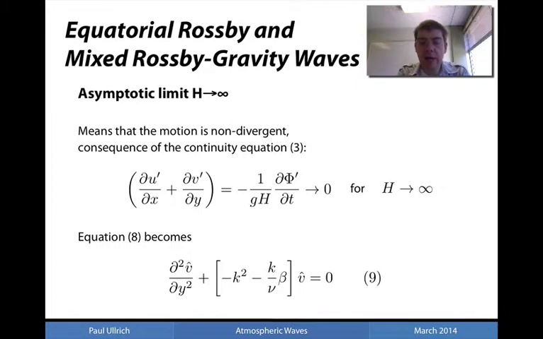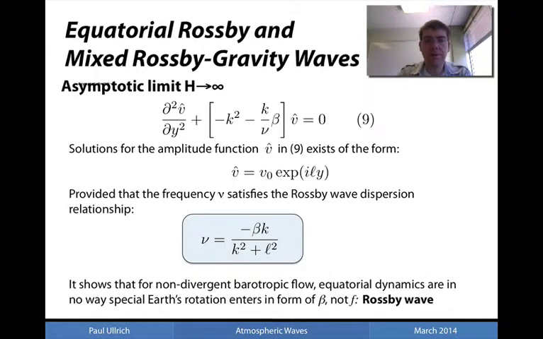Then equation number 8 reduces to the form shown here, given as equation number 9. Note that equation number 9 does have constant coefficients associated with it, and hence will have wave-like behavior. So in the asymptotic limit as H goes to infinity, we obtain this equation. We can then assume an amplitude function for v hat which is wave-like in nature. That is, v hat equals v naught times e to the i l y. This provides us with a frequency nu, which satisfies the Rossby wave dispersion relationship. So these are actually an example of Rossby waves in the equatorial system and are known as equatorial Rossby waves.